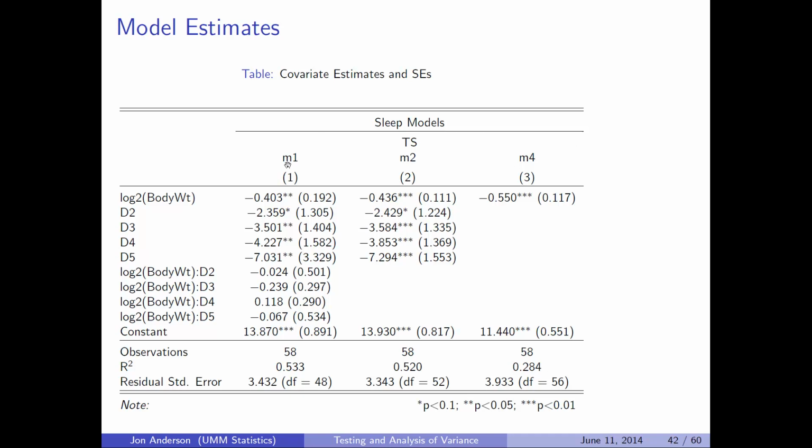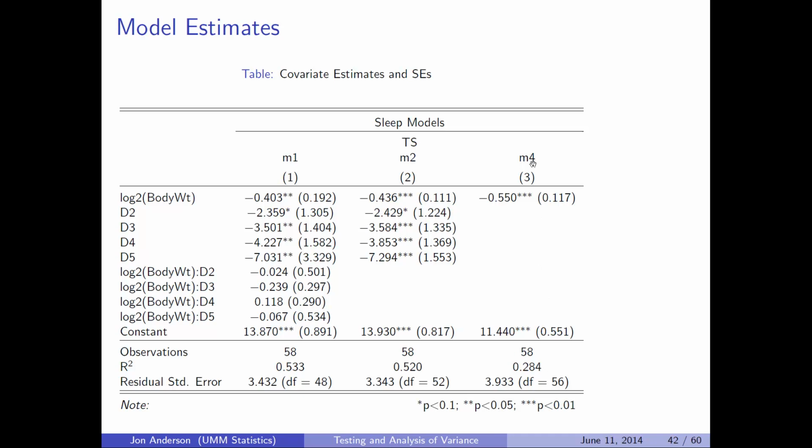The first column here says M1. This is the model that is the most general, separate lines for every data group, different danger group, different slopes, different intercepts. This is the most complex and most general model we have. Model M2 is the parallel lines model. You will notice that the log 2 body weight only has a single value slope, negative slope, and model M4 has a single slope and a single constant intercept with no other adjustments.